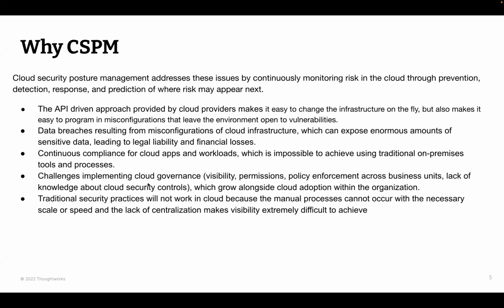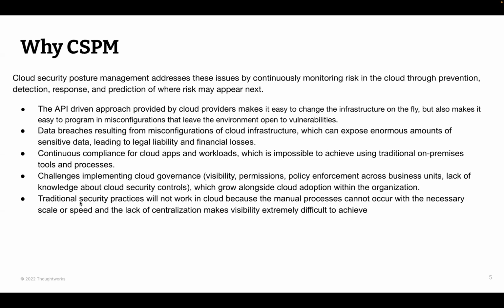And the challenge in implementing cloud governance. Governance means visibility, permissions, and policy information across business units, and the lack of knowledge about security controls, which grow alongside cloud adoption. If we don't follow best practices and keep on adding, without knowing how to implement the best features like encryption, where to implement it, whether at rest or in transit, how to protect the volume, or how to restrict VMs to limited networks. If we don't have visibility, permissions, and policy enforcement, it will keep creating problems.